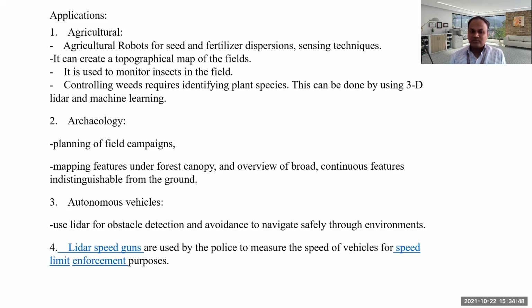LIDAR speed guns are used by the police to measure the speed of vehicles for speed limit enforcement purposes. Everyone might have come across this LIDAR speed gun. So I'm not explaining much, but this is one of the applications of LIDAR.